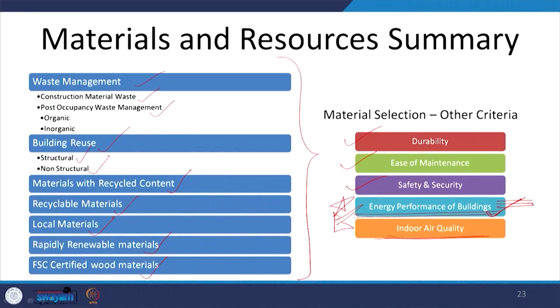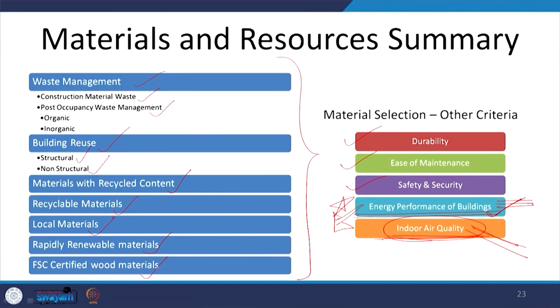So, how the materials should be selected and how they affect indoor air quality, this part we will cover as part of our discussion on indoor environment quality. What are the different criteria, the VOC value and all other properties will be discussed along with indoor air quality as part of the indoor environment quality lectures. I will conclude this discussion for this week on materials and resources here.